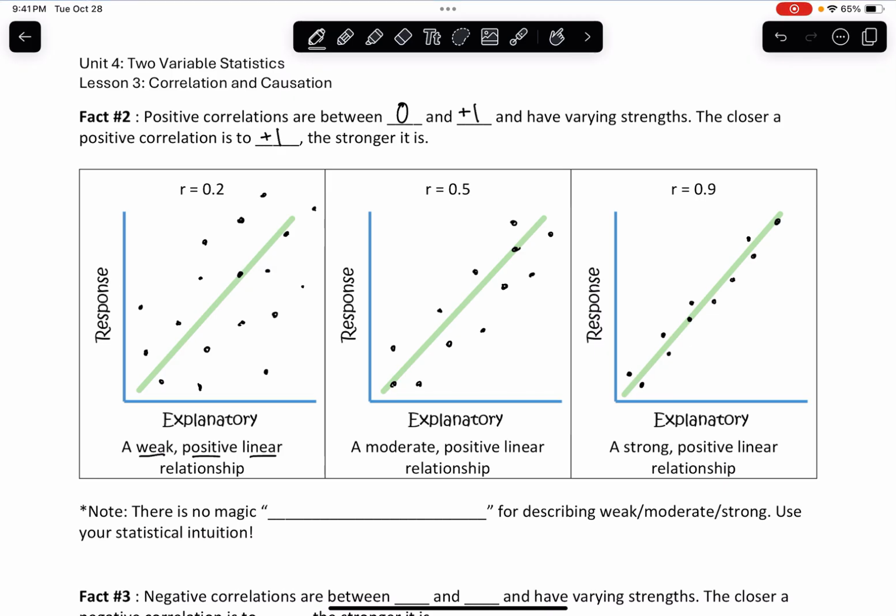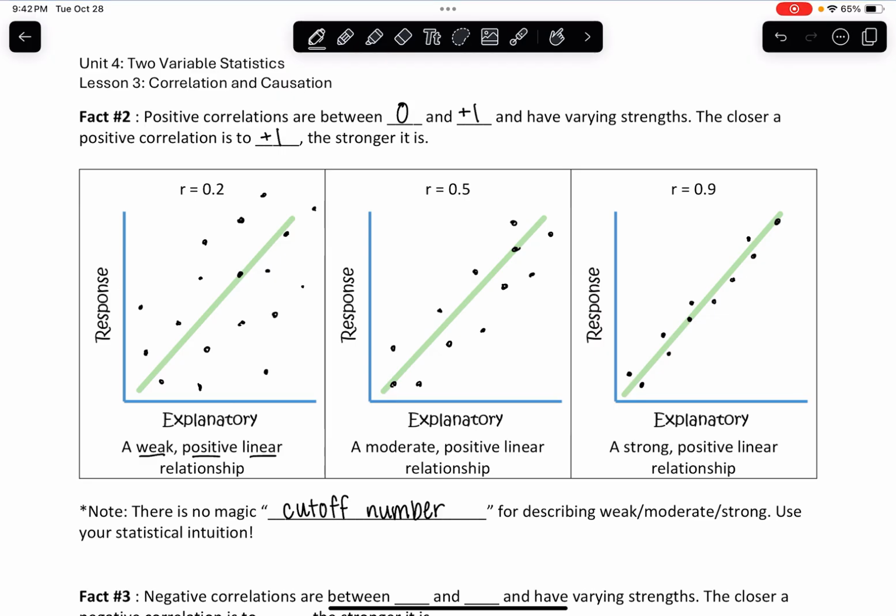When we're looking at weak versus moderate, moderate versus strong, there's not a magic cutoff number. Nobody is standing here saying that if it's between 0.45 and 0.75, then that's guaranteed to be moderate. It doesn't work like that. You have to go with your gut, and you have to look at how those points are spread out to determine whether it's weak versus moderate or moderate versus strong. There's not a cutoff number I can give you that's going to help you with that.